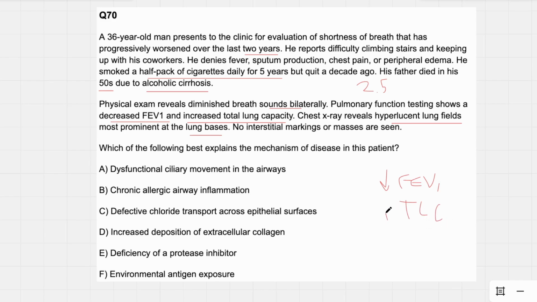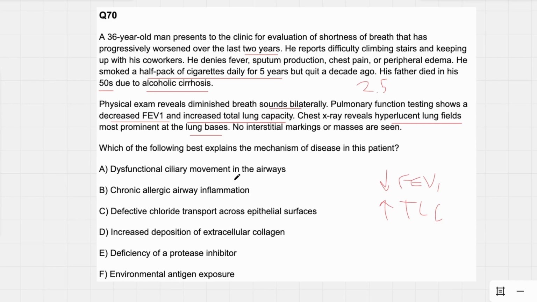If we have increased total lung capacity, that points at signs of obstructive lung disease with air trapping, as opposed to restrictive lung disease where you have trouble filling the lungs, so your total lung capacity might decrease. Obstructive lung disease, the problem is getting air out, so you get stuck with extra air, therefore your residual volume and your total lung capacity increase. So we're probably talking about an obstructive condition here. So let's go through and just cross off anything that's not obstructive right away.